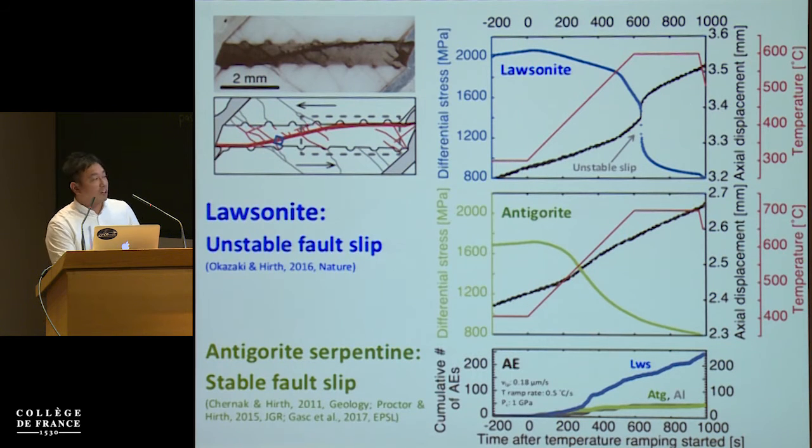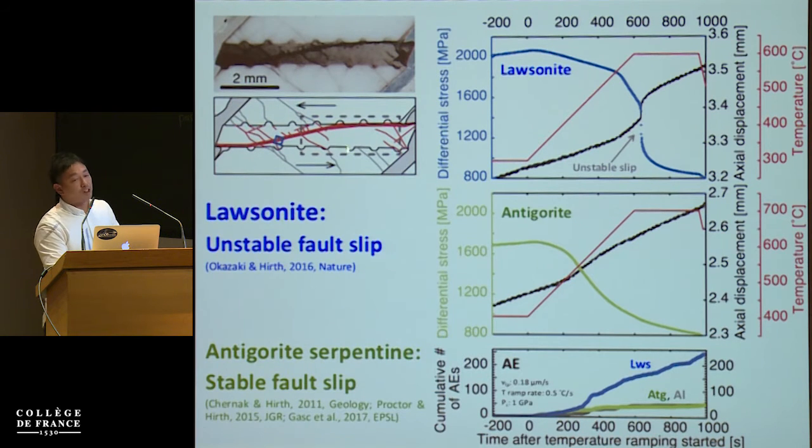And then if you look at acoustic emission, for lizardite we have many during the dehydration reaction. But for antigorite, we have some. But compared to the aluminum, it's actually the same. This means most of the acoustic emission for the antigorite experiment is just noise. But for lizardite, we have significant acoustic emission during the experiment.